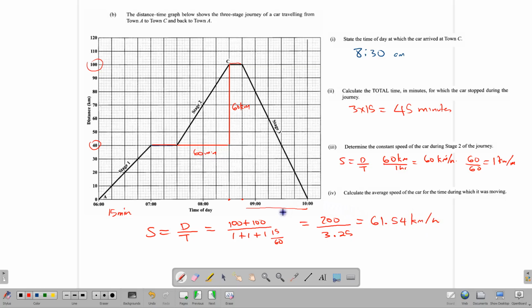Distance time graphs can be fun, they can be easily understood, and they can be easy to manage. You may want to watch this video again if you don't get it the first time.